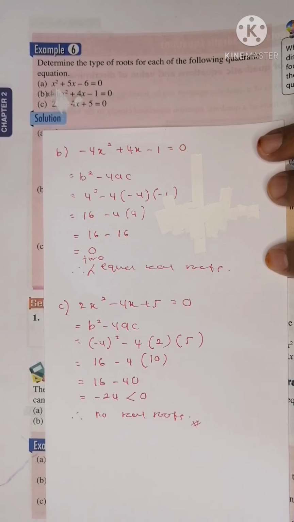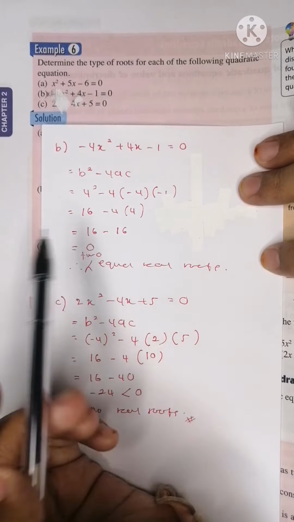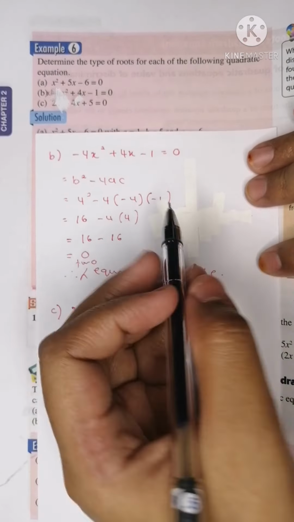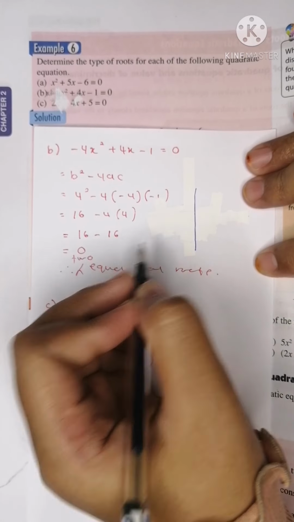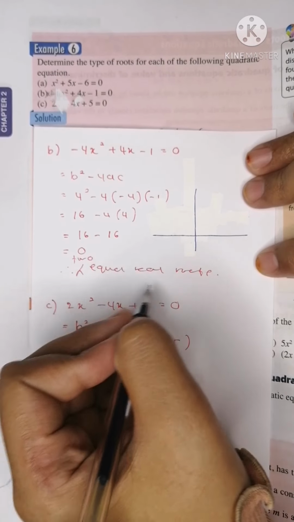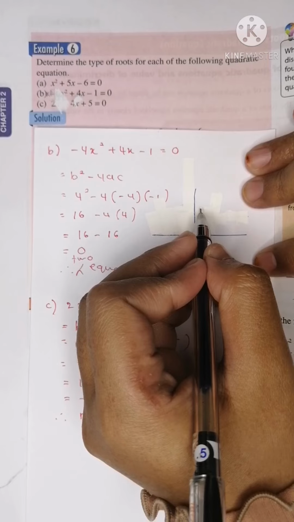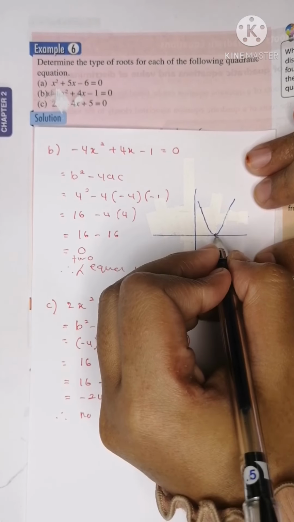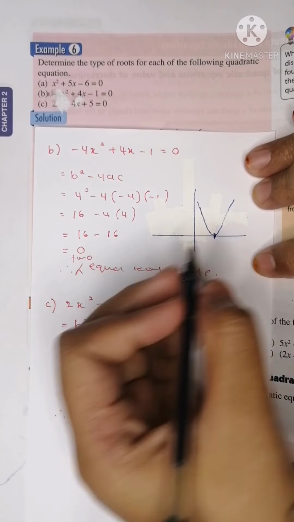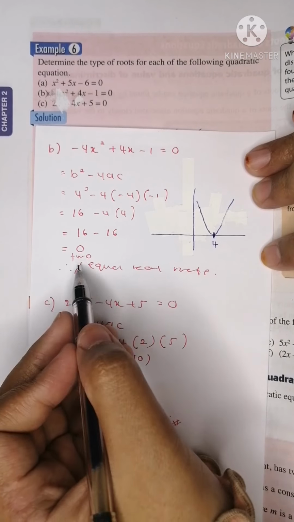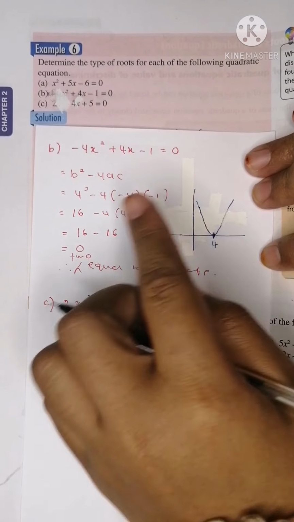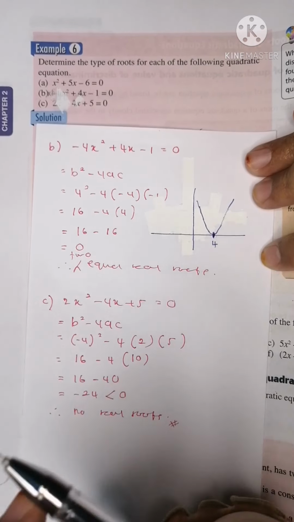Now class, we go through question B. For question B, the answer is two equal real roots. So how can I explain this based on the graph? This is how it looks. For two equal real roots, it means the graph touches the x-axis at only one point. This one is the root, and this one is the same root. For example, 4. So there are two equal real roots, it's the same root here. This is how the graph looks for two equal real roots.